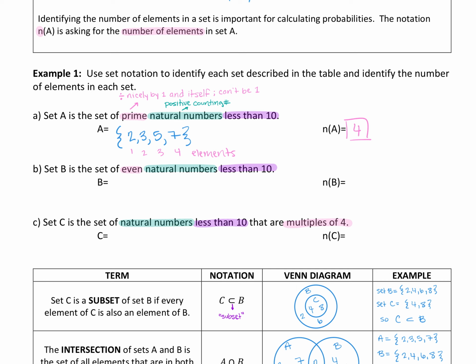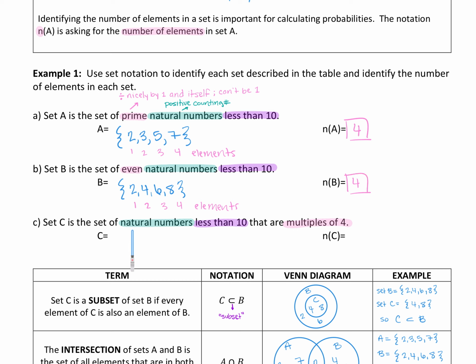Now we want even natural numbers that are less than 10. So 1's not even, 2 is even, 4 is even, 6 is even, and 8 is even. And then again, how many elements? There are 1, 2, 3, 4 elements. And so this answer is 4.